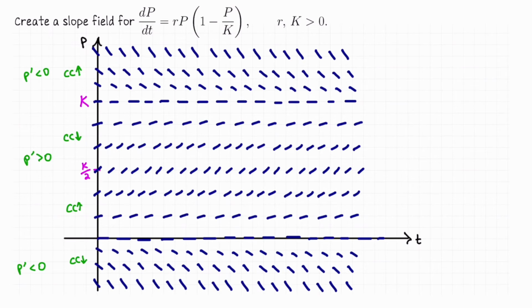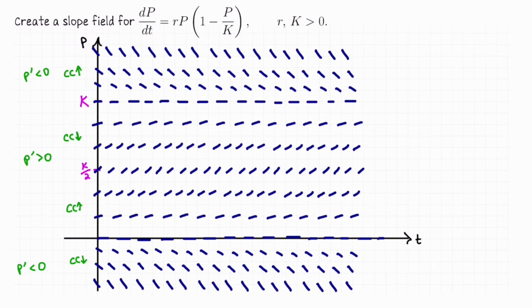Let me now imagine that I drop a population somewhere on this field and I allow these slopes to kind of steer me to see how the population changes over time. First, if the population is 0, it should stay at 0. We don't spontaneously have a population. Likewise, if it starts on k, it's going to stay at k. I think I'm going to leave those as dashed lines.